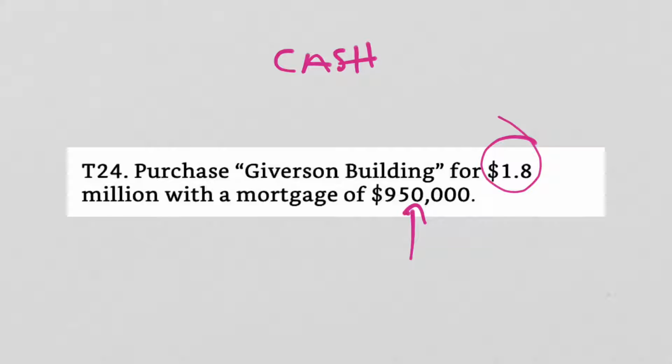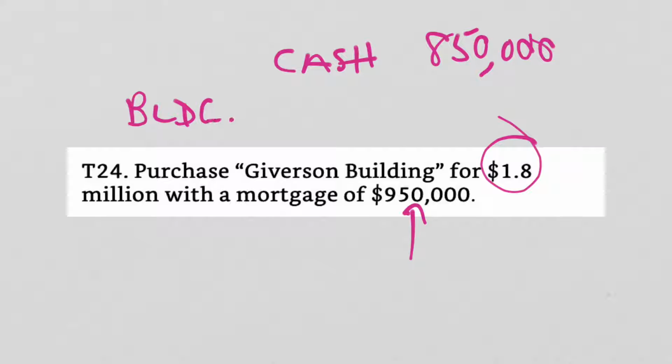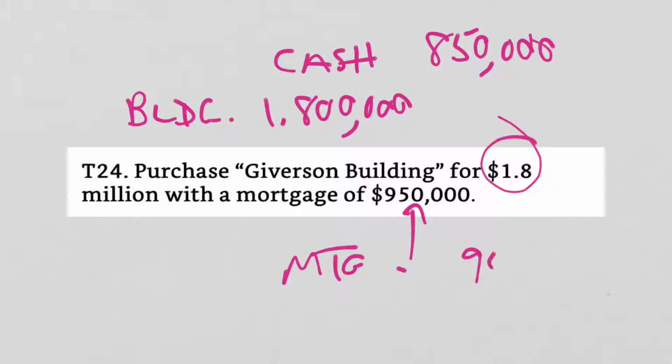So it would be like this. Cash 1.8 million, minus the mortgage of 950, so cash out of pocket is 850. The building cost, of course, is 1.8, and the mortgage is 950. Now we got to see if we balance. That's the key. I'm always doing journal entries, but I don't always balance. So let's see. We better balance, and we do. All right. So far so good.